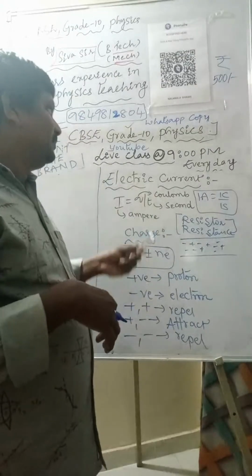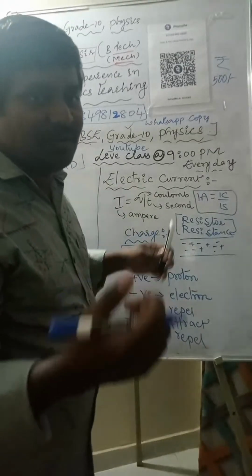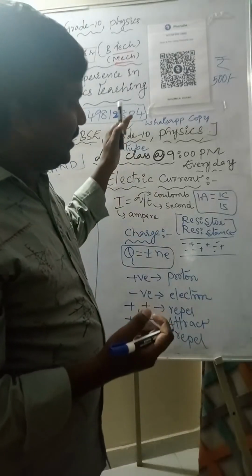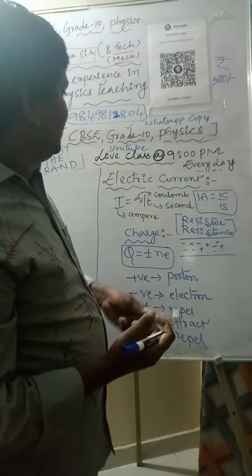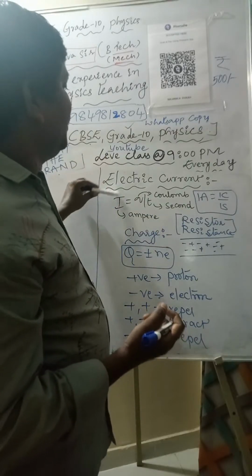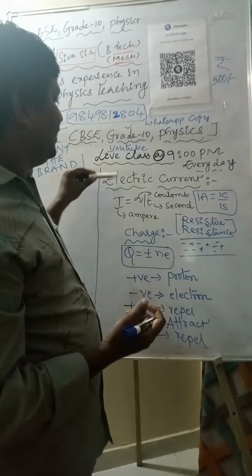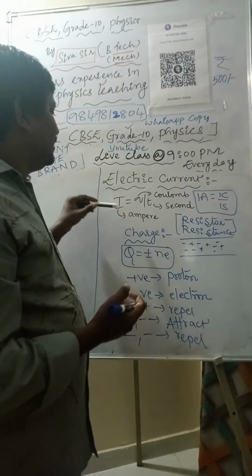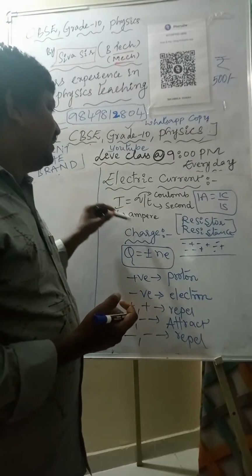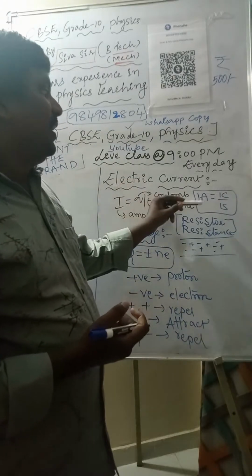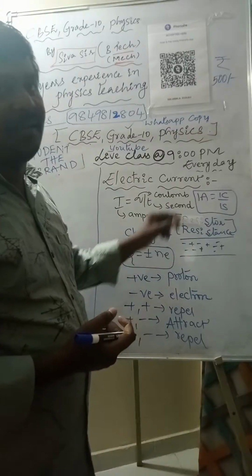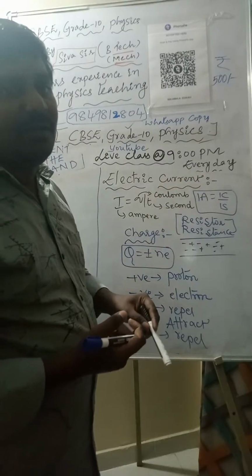So Anaswara, try to make notes. I'm giving each and every point in detail. So electric current is nothing but I equal to Q by T. The SI unit of current is ampere. SI unit of charge is coulomb. SI unit of time is second. 1 ampere equal to 1 coulomb per 1 second.